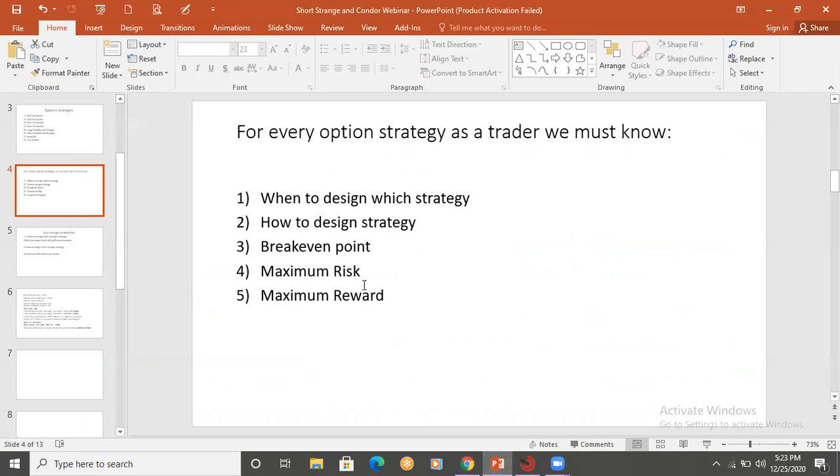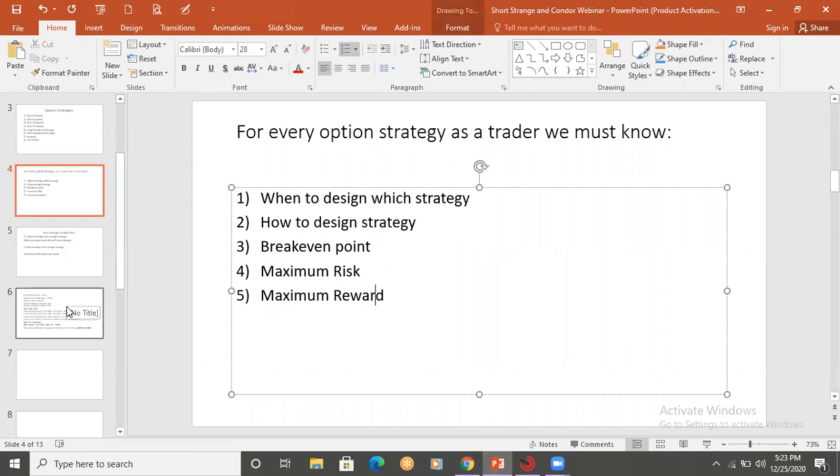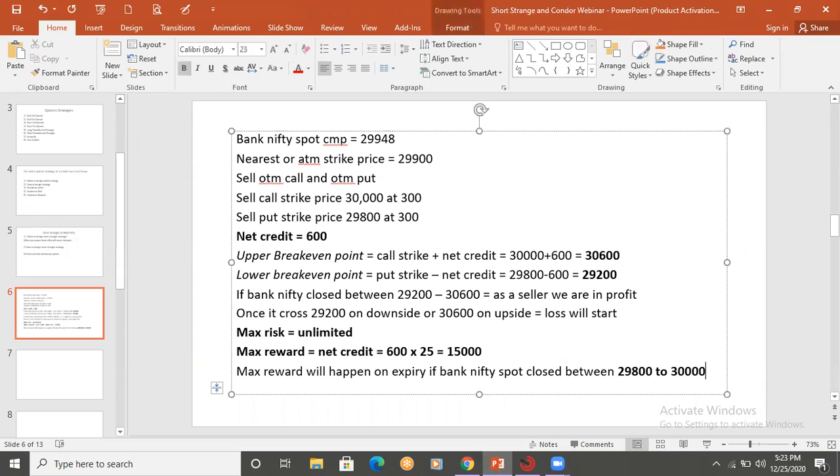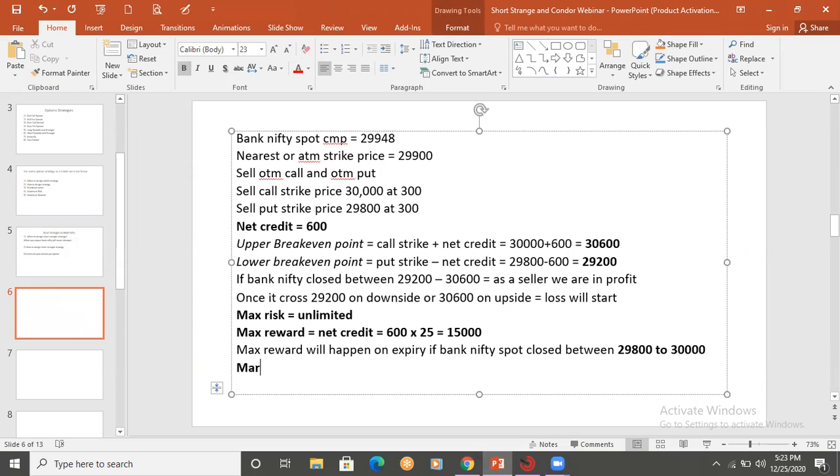Now let's talk about margin required. If I'm designing this short Strangle strategy in Bank Nifty, let me tell you how much the margin requirement is. See, the margin requirement will be 1,50,000. So if as a trader you have this much capital, 1,50,000, this is the best setup you can design every week in Bank Nifty.